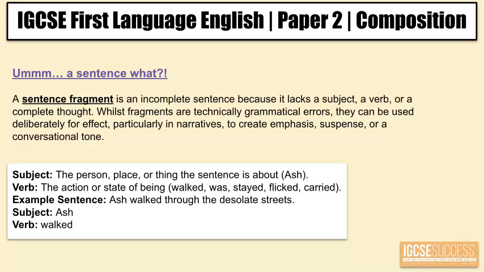And if you have no idea what I mean by a subject or verb, etc., I really hope you do. Here's a little refresher. Let's take a look at the information in the white box. So subject is a person, place or thing the sentence is about. So Ash, for example. I wonder who that is. Verb, the action or state of being. So walked, was, stayed, flicked, carried. I'm sure we all know what verbs are. And an example sentence to put those two things into practice: Ash walked through the desolate streets. This is a complete sentence. It contains the subject, Ash, it contains the main verb, walked, and it's a complete idea.